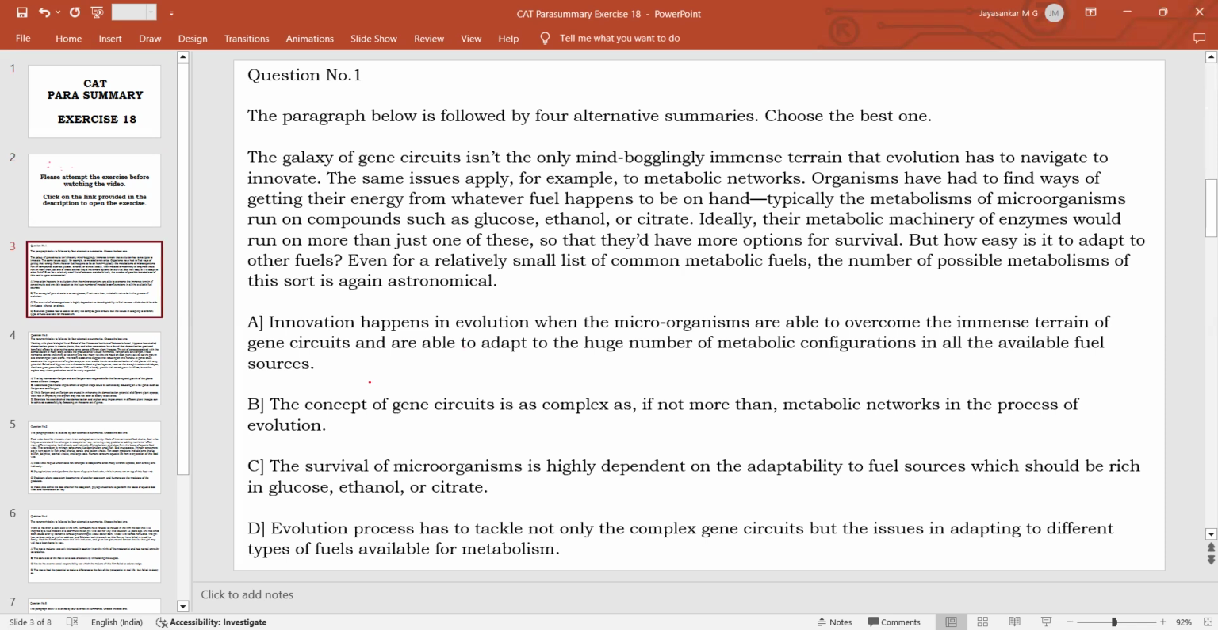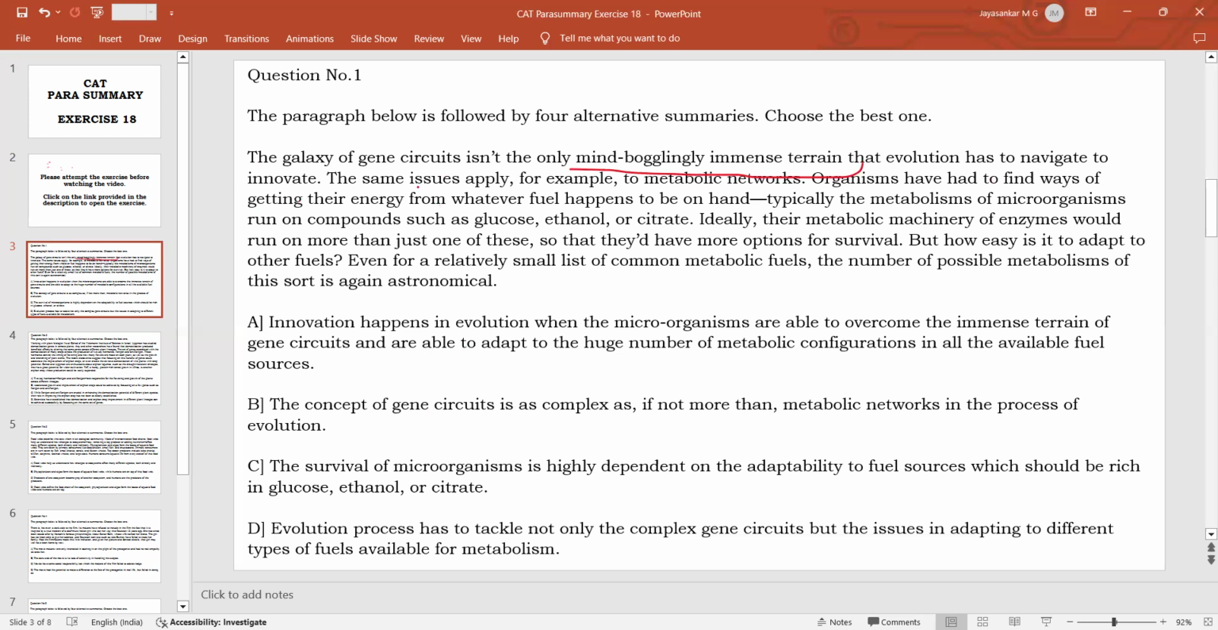So the first question, the paragraph is basically talking about two important issues that evolution has to tackle for the purpose of innovation. What is innovation? When the evolution process goes on, new species are getting generated, and how these innovations are happening in the evolution process. There are two issues that evolution has to tackle. One is the complex galaxy of gene circuits, meaning the gene circuits have a mind-bogglingly immense terrain, a very confusing and very complex large number of gene circuits. So evolution has to navigate these gene circuits.